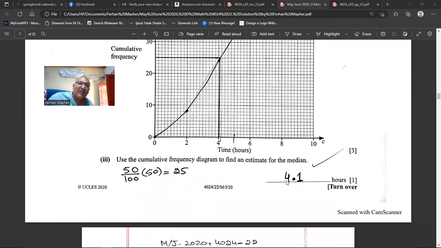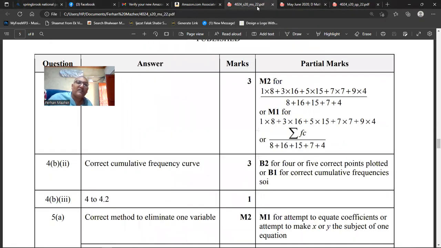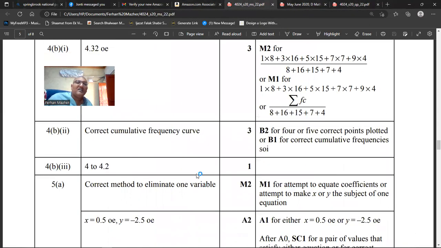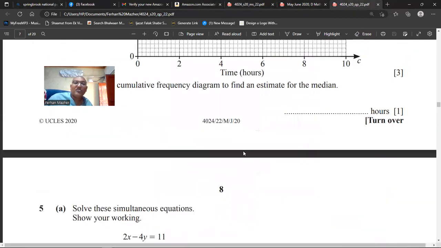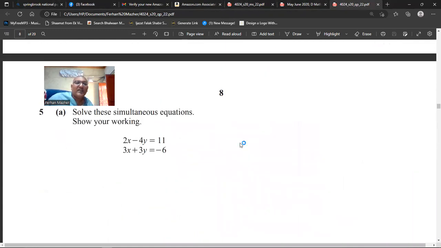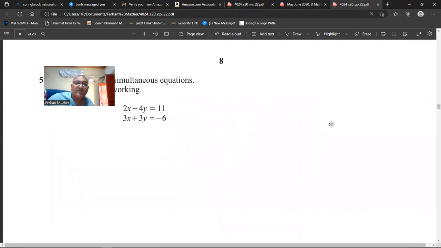So it will be 4.1. So your answer is 4.1. The median is 4.1. The mark scheme says 4 to 4.2, so our answer is right. So that was your question number 4. I hope you understand. The next question we are going to solve is question number 5.